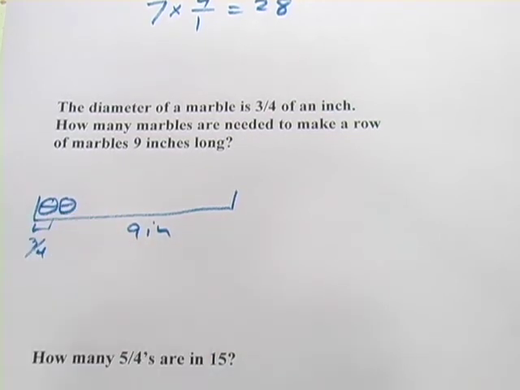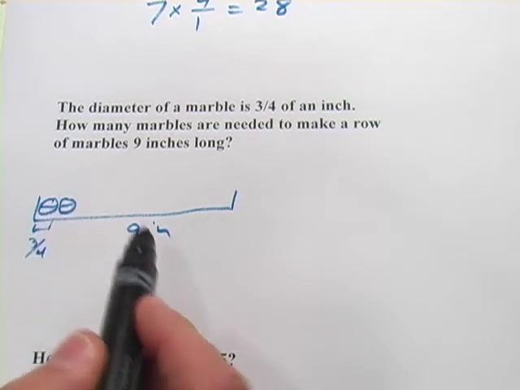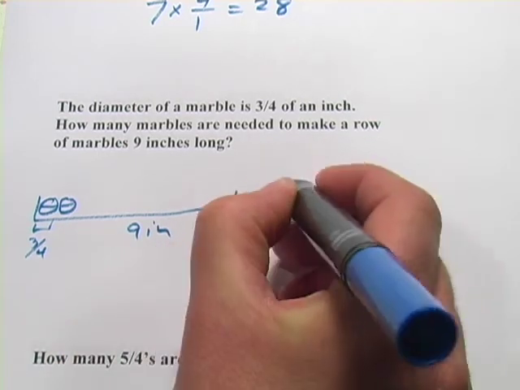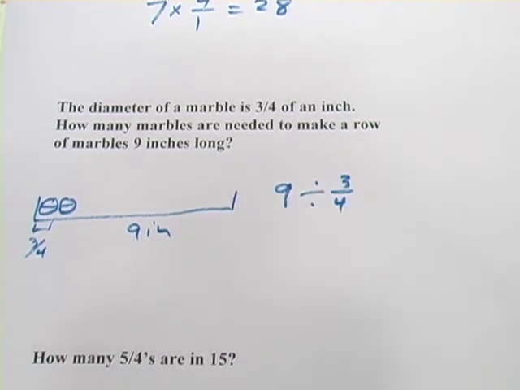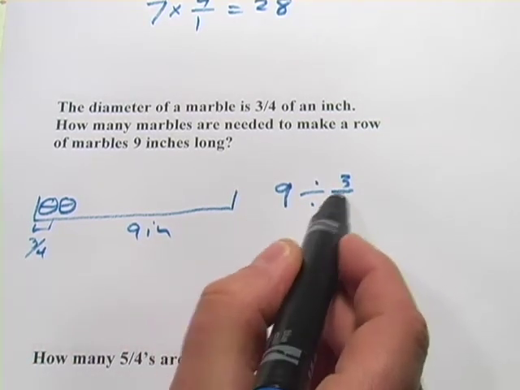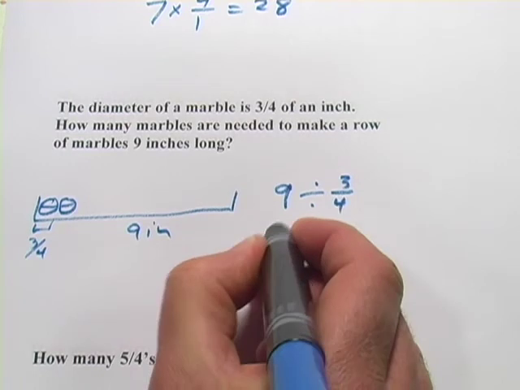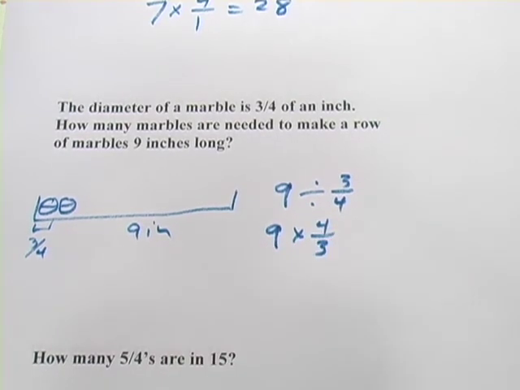The way to think about this is you're dividing this 9-inch piece up into spaces that are 3/4 of an inch long. So it's really 9 divided by 3/4. And we can convert that to a multiplication problem by flipping this fraction around. So 9 multiplied by 4/3, the reciprocal of that.